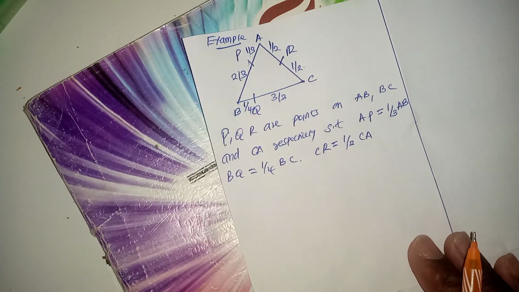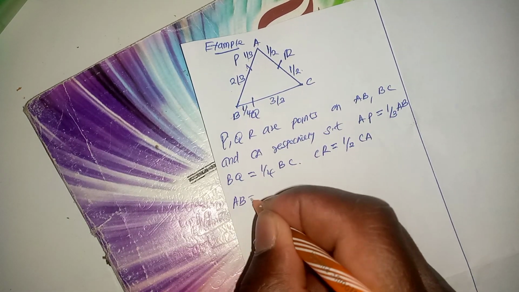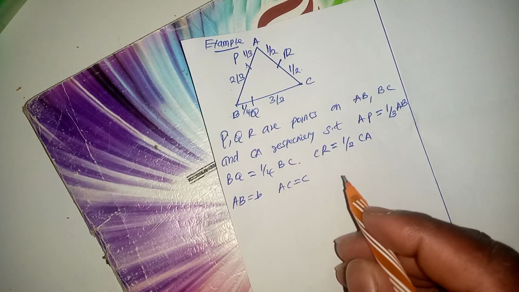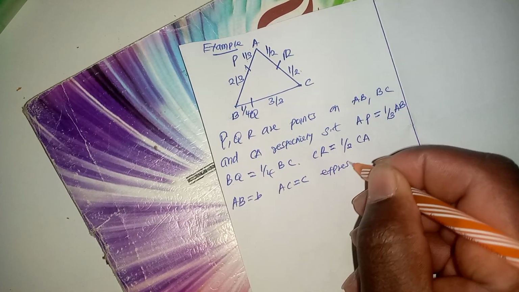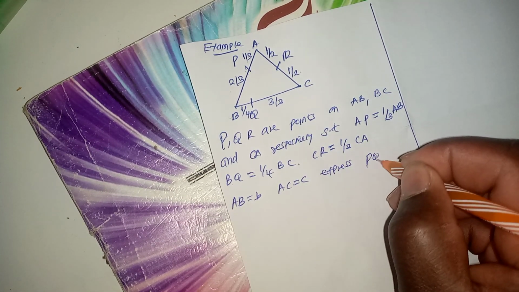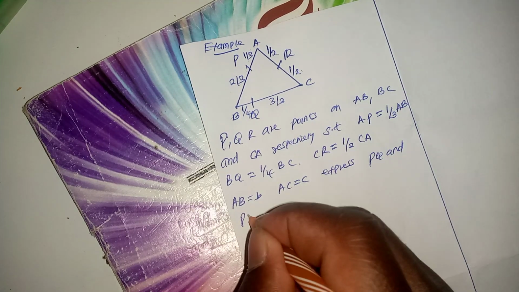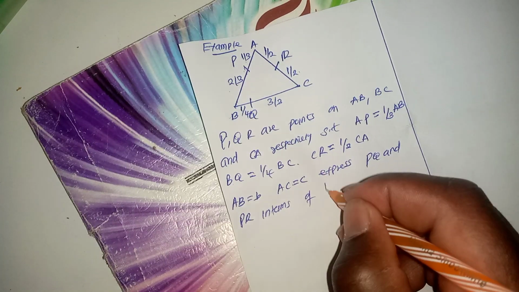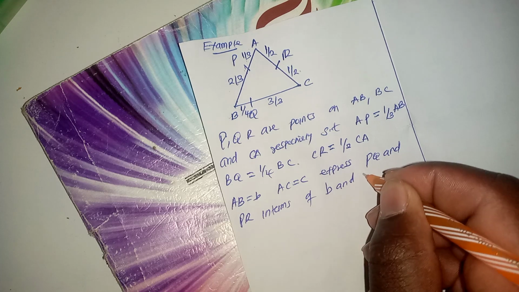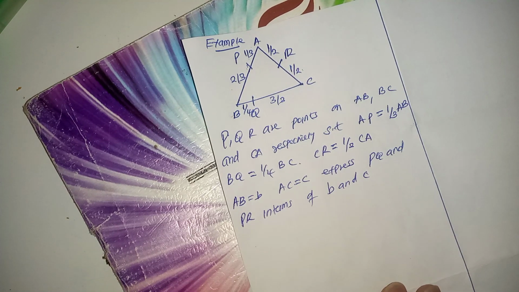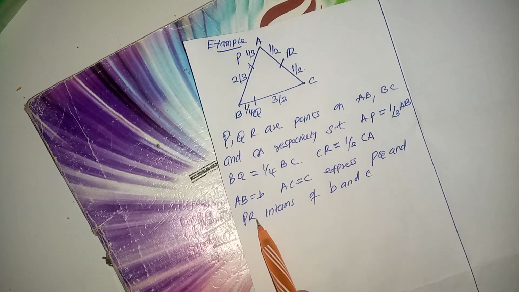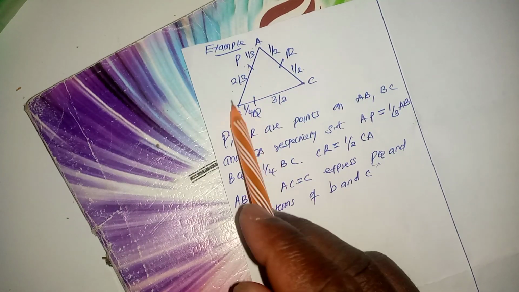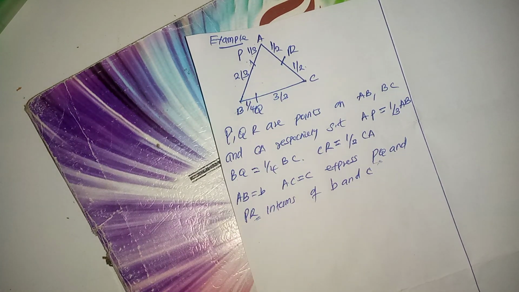Now we are told that AB is equal to B, and AC is equal to C. Express PQ and PR in terms of B and C. Now we can see that we first want to express PQ in terms of B and C.